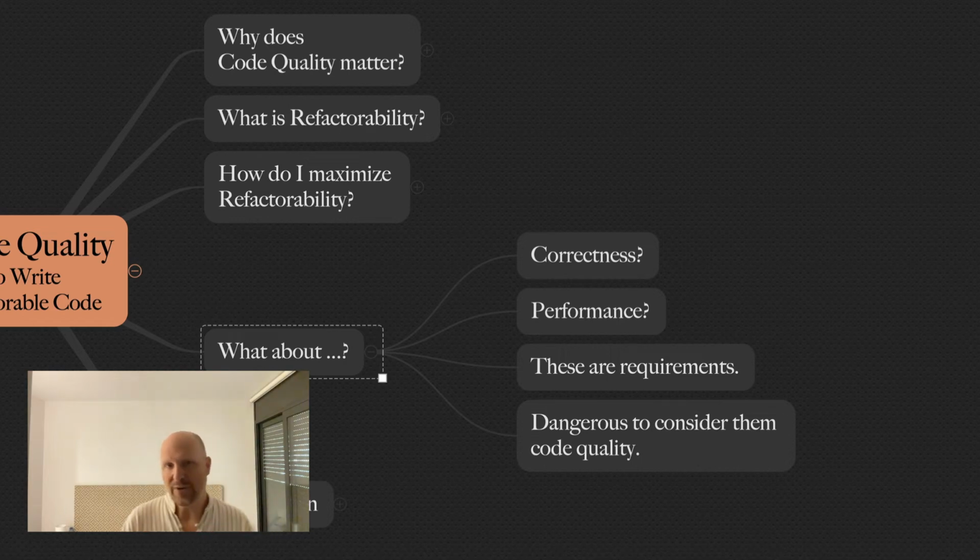The reason why I want to separate out correctness and performance and things like that is those are not code quality metrics. Those are requirements. They're requirements because there's no such thing as perfect correctness. There's no such thing as perfect performance. Any bit of code can be made more correct. Any bit of code can be made more performant.